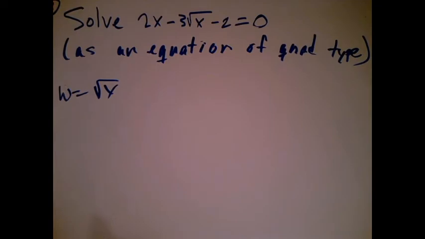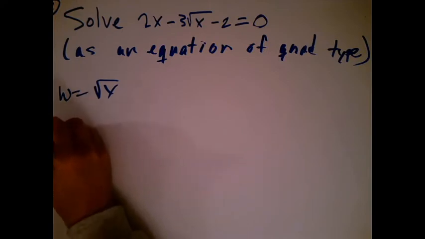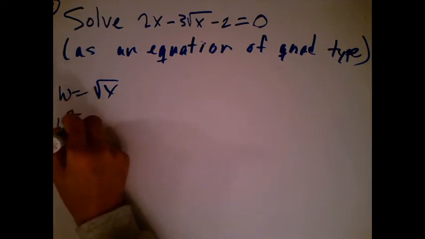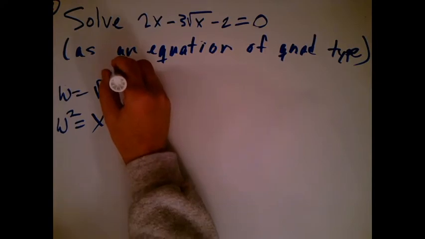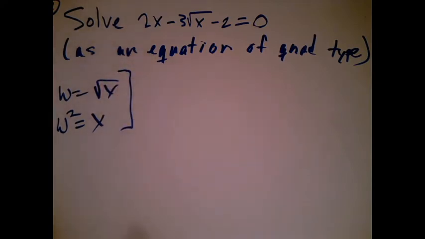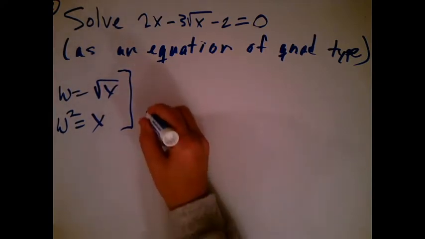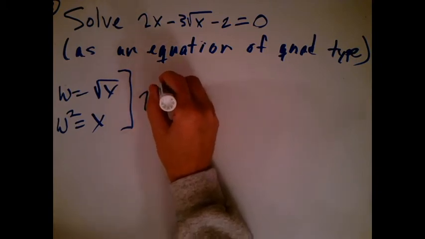Now, I want w to be square root of x. I have to square both sides to get x. And by the way, that's bad news. Whenever you square something, square both sides of an equation, you can add solutions. We're going to have to check that later. No fun. Anyways, I'm going to plug in. Instead of x, I put w squared, like that.